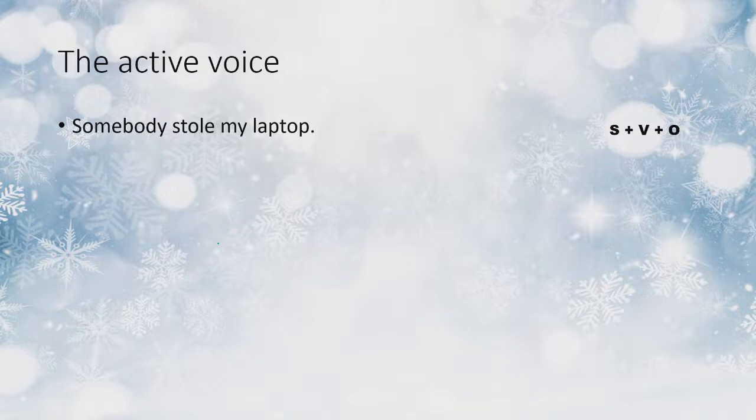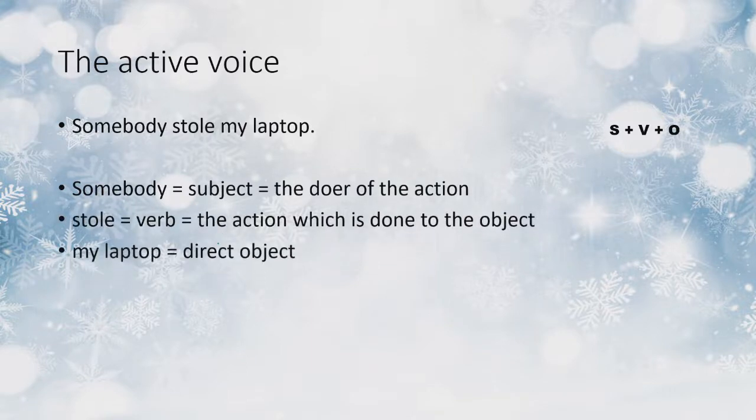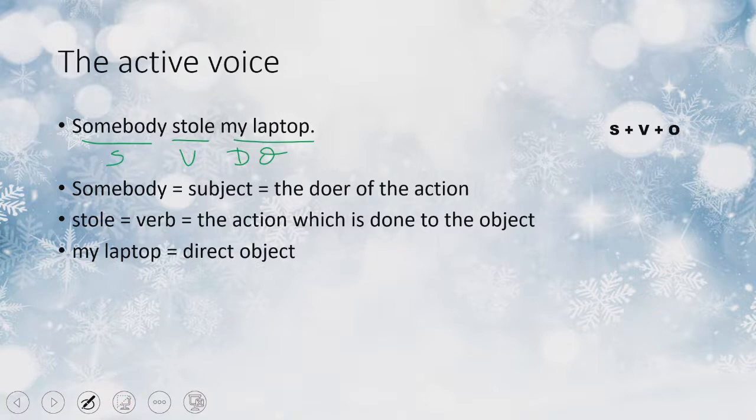Somebody stole my laptop. Somebody stole my laptop. Here, somebody is the subject. Stole is the verb. My laptop is the direct object. Now, somebody is the doer of the action. Somebody is the subject of the sentence and is the doer of the action.